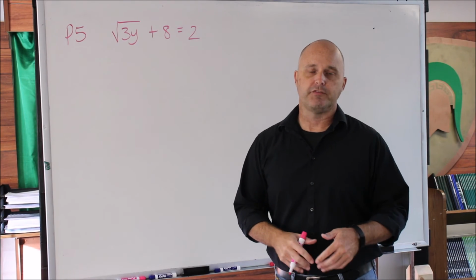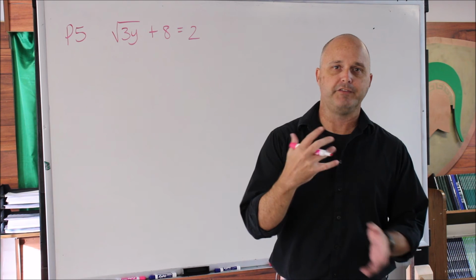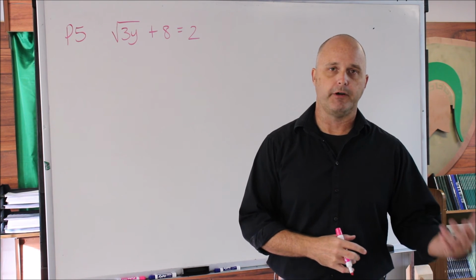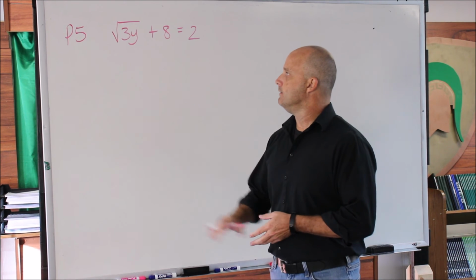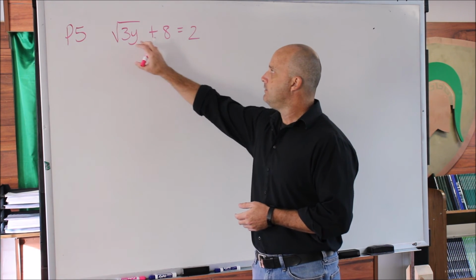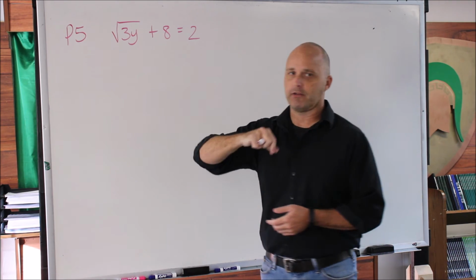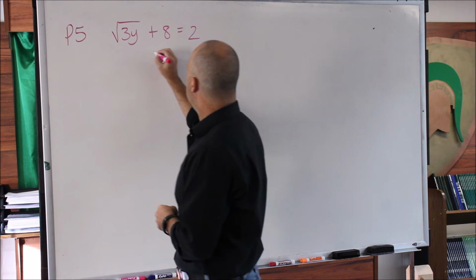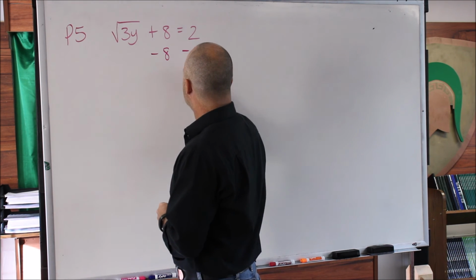Problem number 5 gives us a case where we're going to have to isolate a radical, and then we're going to have to isolate the variable after that. So let's take a look at how we're going to accomplish that. We've got a positive 8 sitting out here being added to our radical. So we want to get rid of that first by moving that to the right side. So we get minus 8 and minus 8.